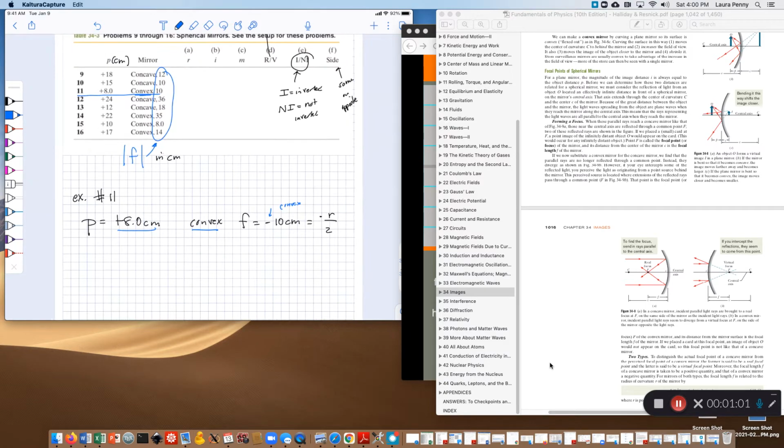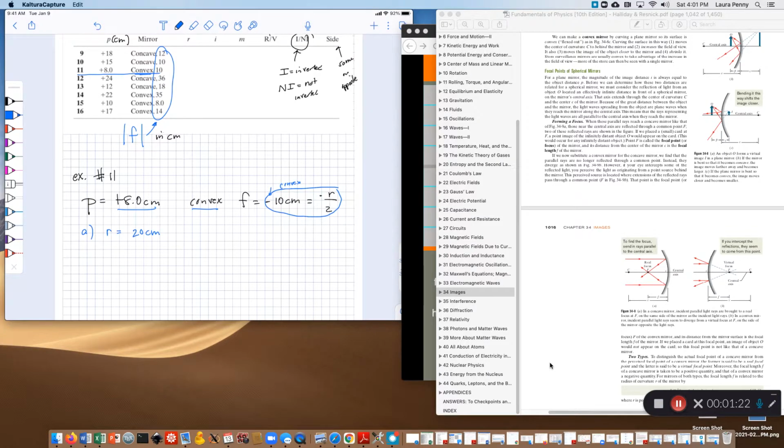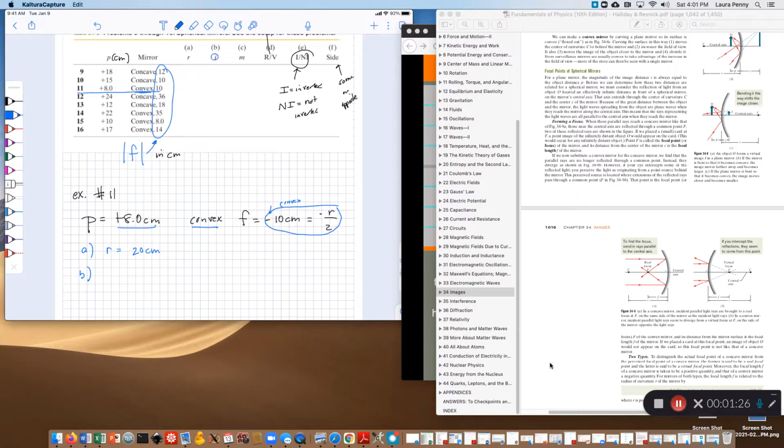The first thing it wants to know is, what is R? Well, I'm going to remember that the focal length is equal to, in the case of a convex mirror, negative R over 2. So R is just going to be 20 centimeters. And it's positive, right? The focal length is negative. The radius of curvature is not. And then part B asks, what's the image distance?